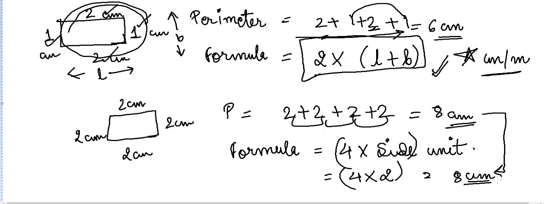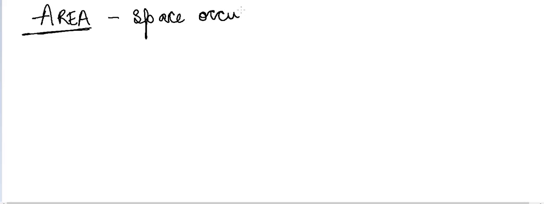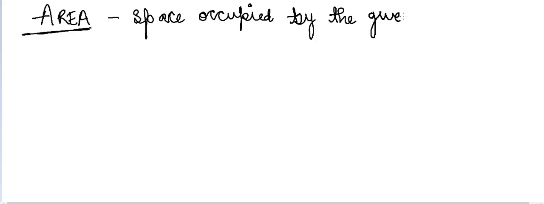Now let us understand the next topic, that is area. Basically, what is an area? Area is related with the space, that is, the space occupied by the given figure or shape or object.